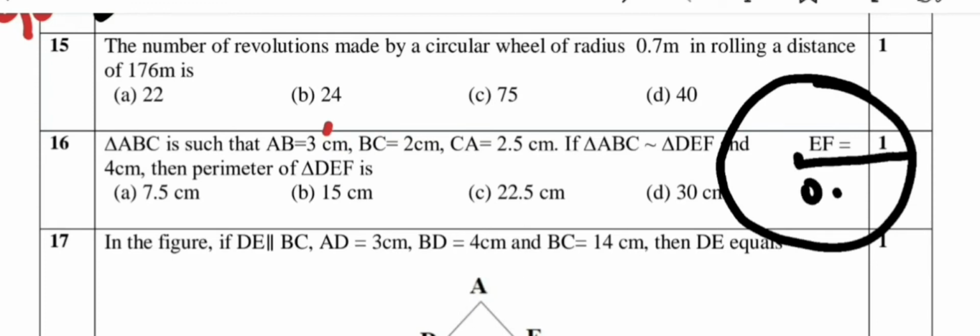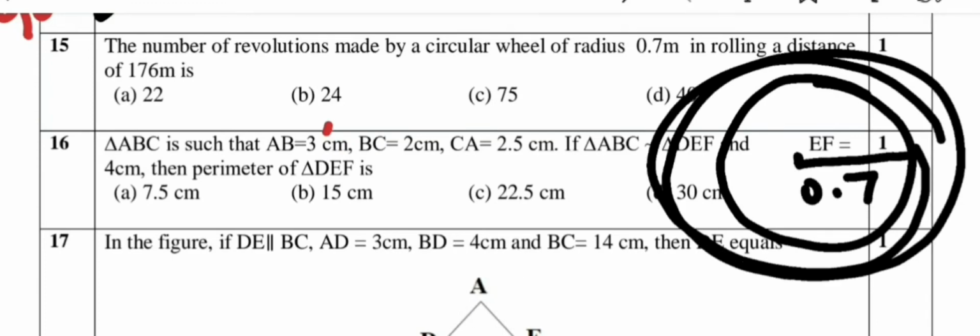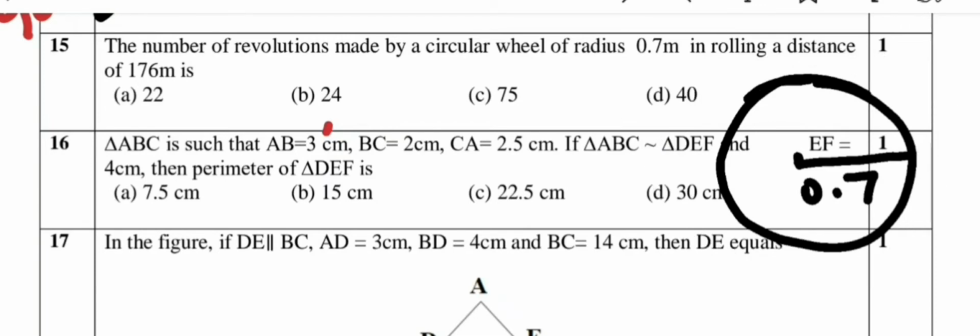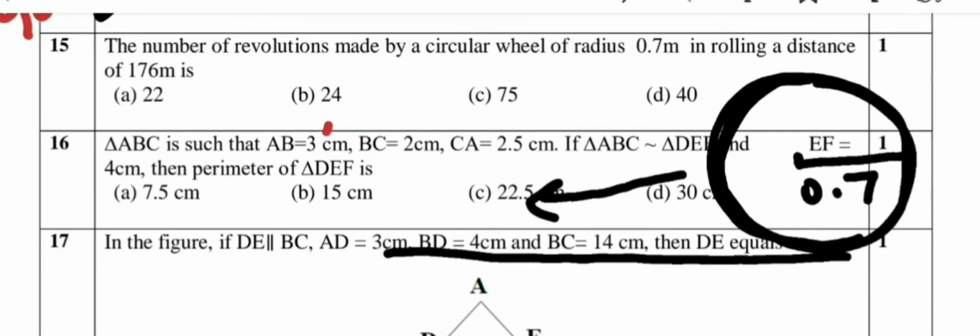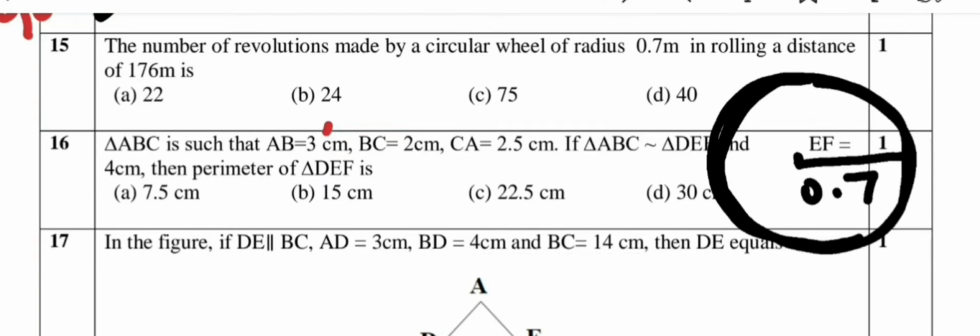Next we have 15th sum. Number of revolutions made by a circular wheel. We have a circular wheel of radius 0.7 meter. It is rolling. It is moving like this. When it is rolling on the road, this portion, its circumference is touching the road. When it is moving ahead, its circumference is touching the road. We have to find that how many revolutions this wheel will make in rolling a distance of 176 meters.